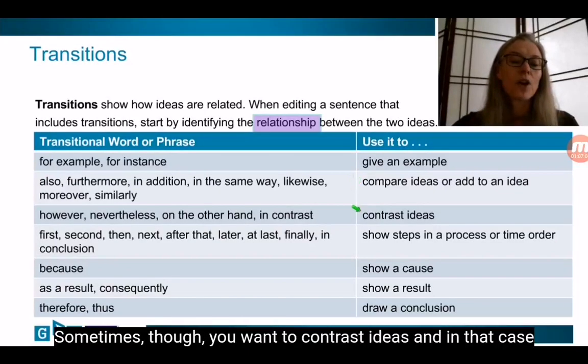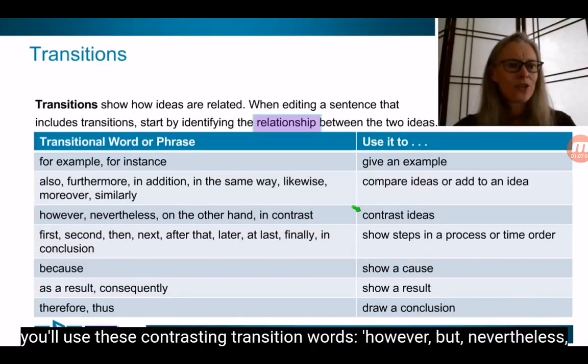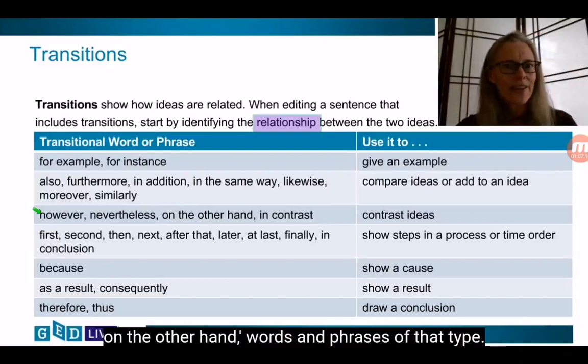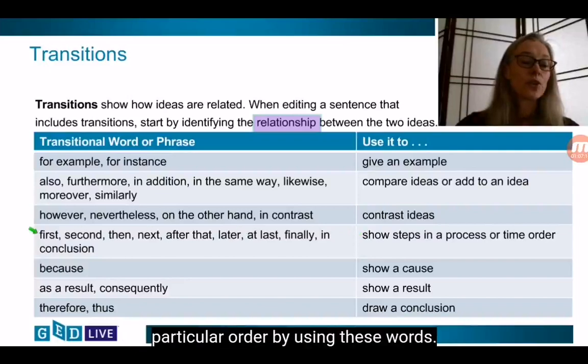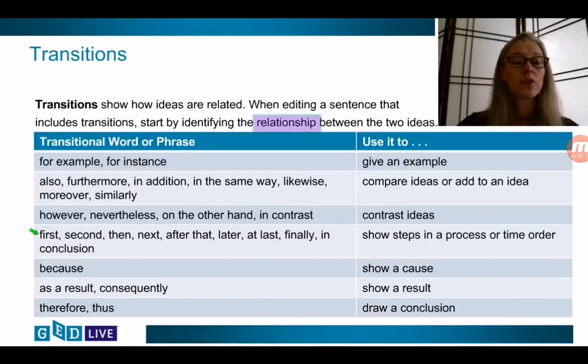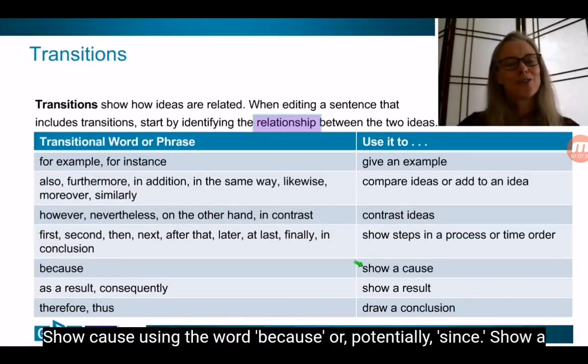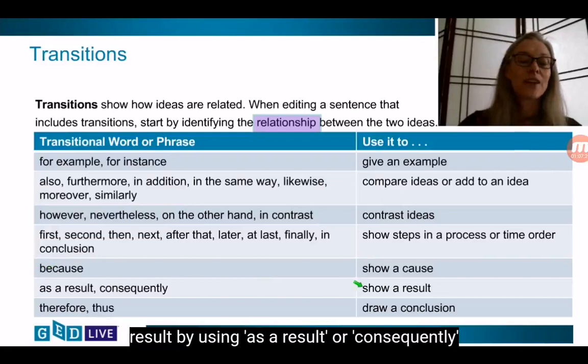Sometimes, though, you want to contrast ideas, and in that case, you'll use these contrasting transition words: however, but, nevertheless, on the other hand, words and phrases of that type. You can show that something happened in a particular order by using these words. Show cause using the word because, or potentially since. And show a result by using as a result or consequently.